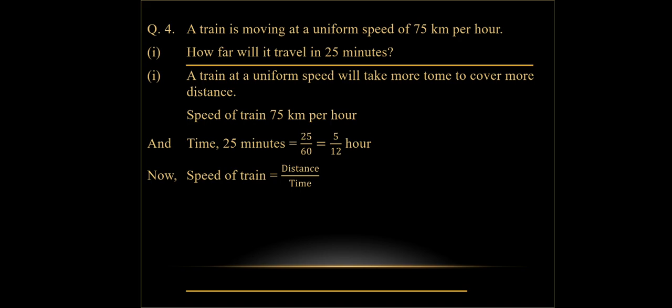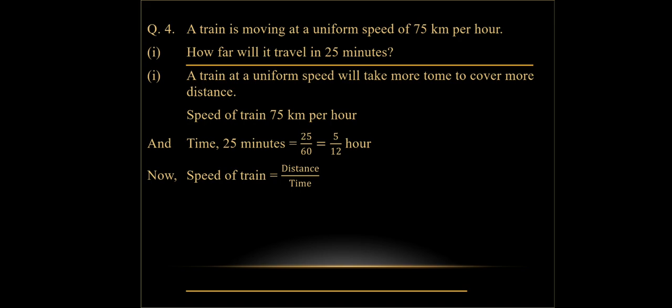So now the speed of the train. Speed, this is velocity. Speed equals distance upon time. It means how much distance is traveled by any object, train or bike or whatever, divided by the time. It means in how much time we are moving from one place to another place. So distance upon time gives you the speed of the train.